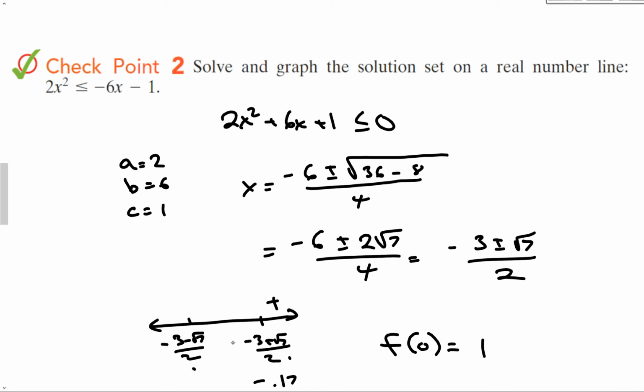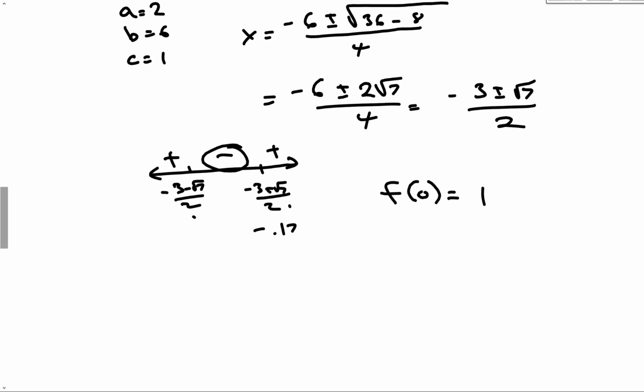Okay, and because each of these zeros happens one time, this graph will change signs at each zero. So to figure out where this graph is negative, it is negative there, which means the answer is going to be nice and ugly. Negative 3 minus radical 7 over 2, all the way until negative 3 plus radical 7 over 2.